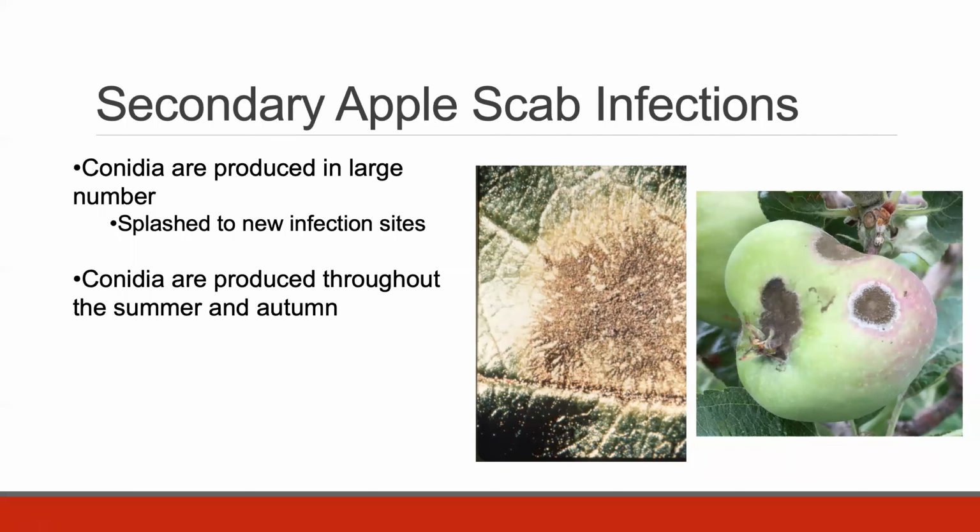Conidia are produced in large amounts, as you can see, and splashed to new infection sites throughout the growing season. The number of secondary infections is directly related to the number of primary infections that occurred. If the primary infections are controlled, secondary scab has little impact on crop quality and yield.